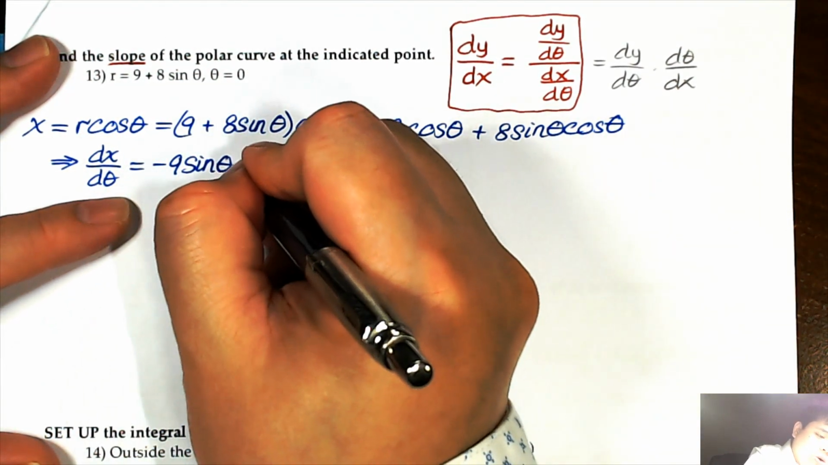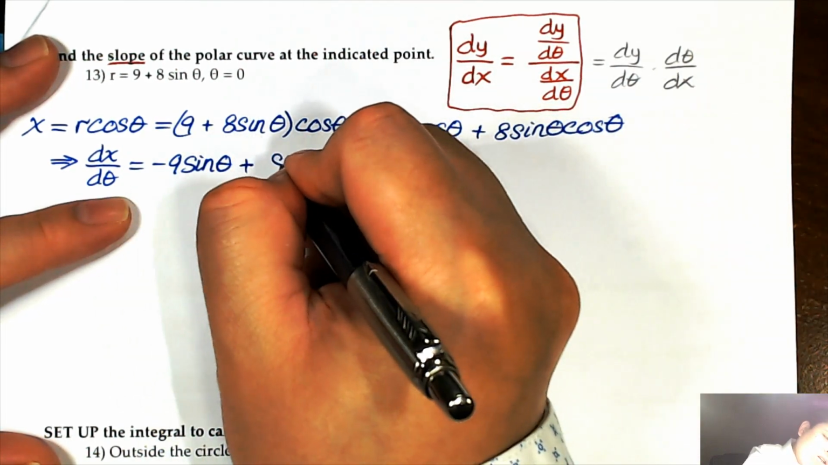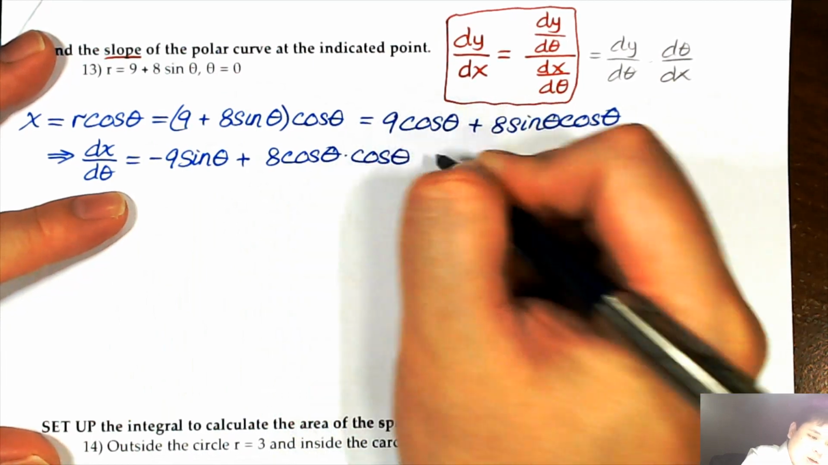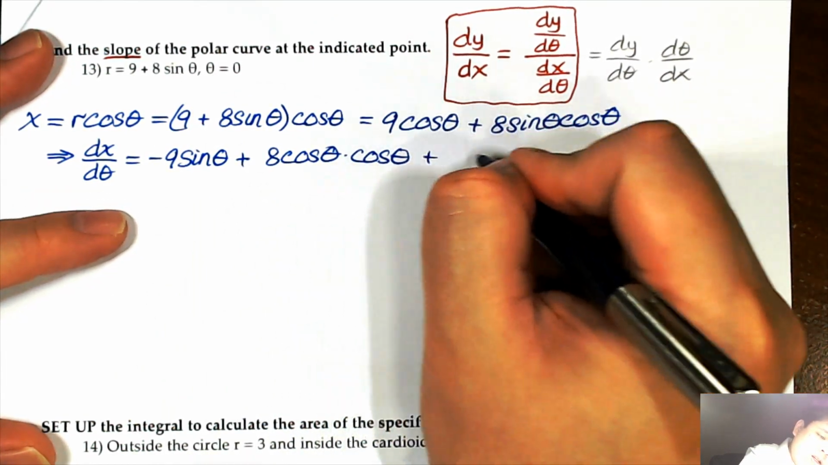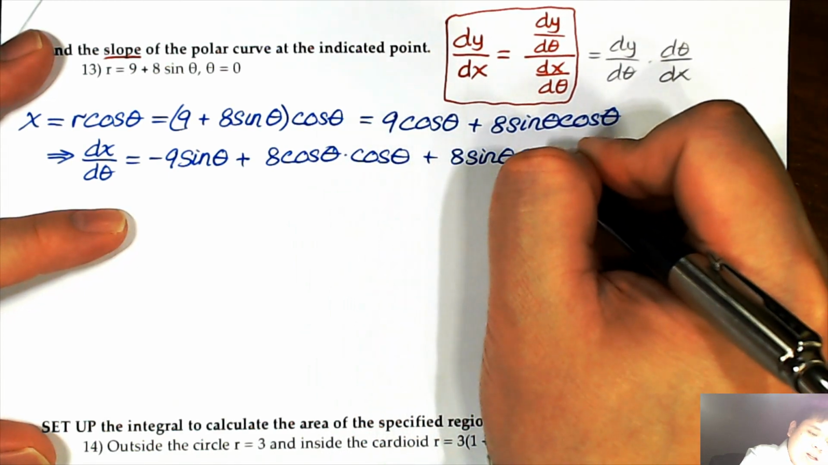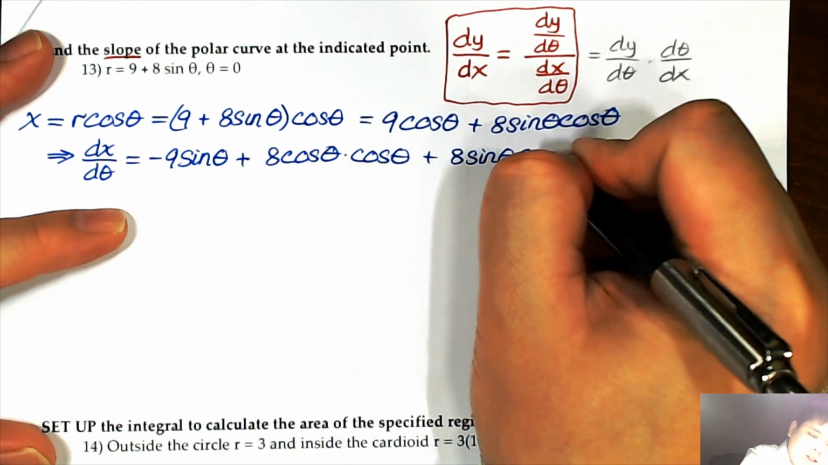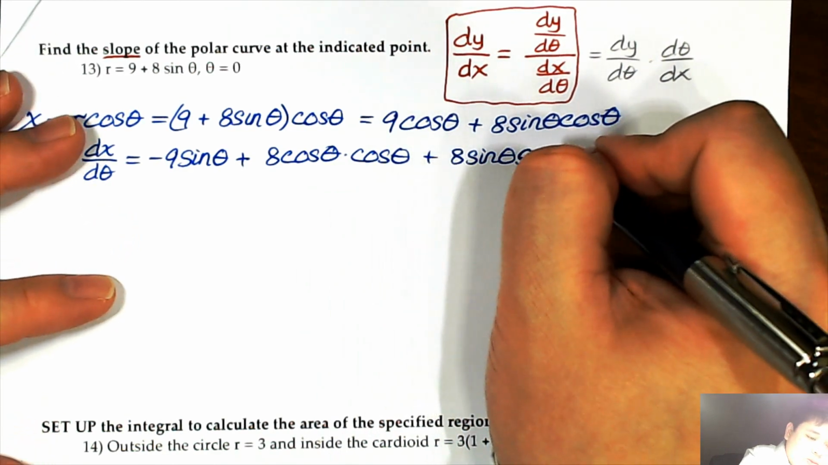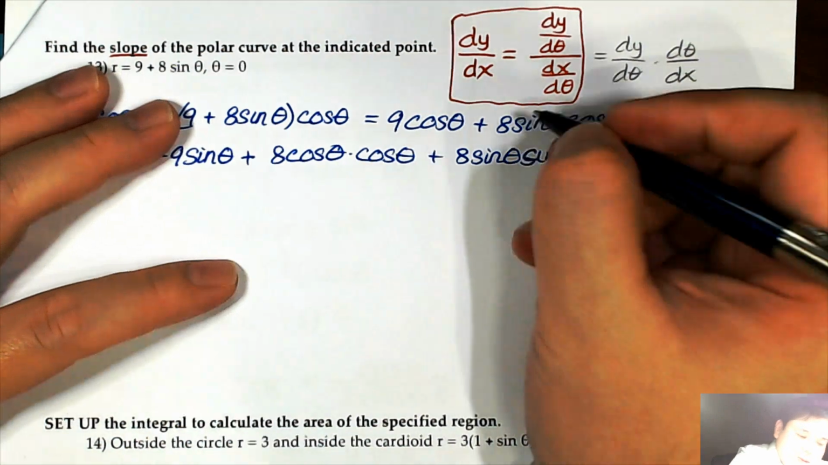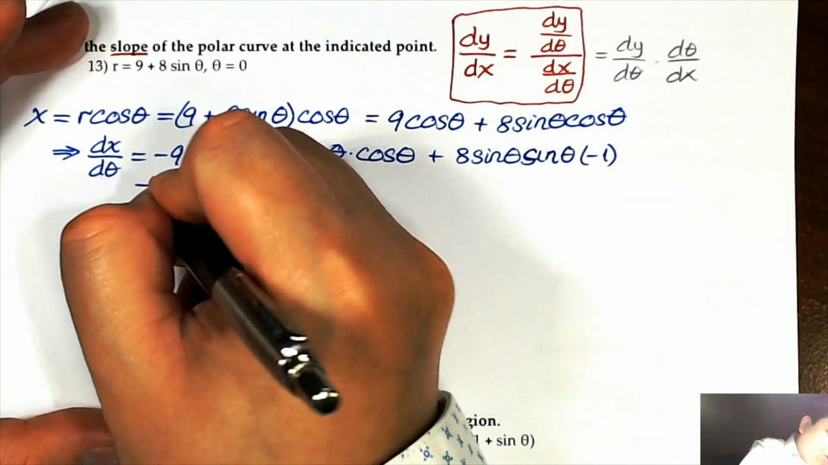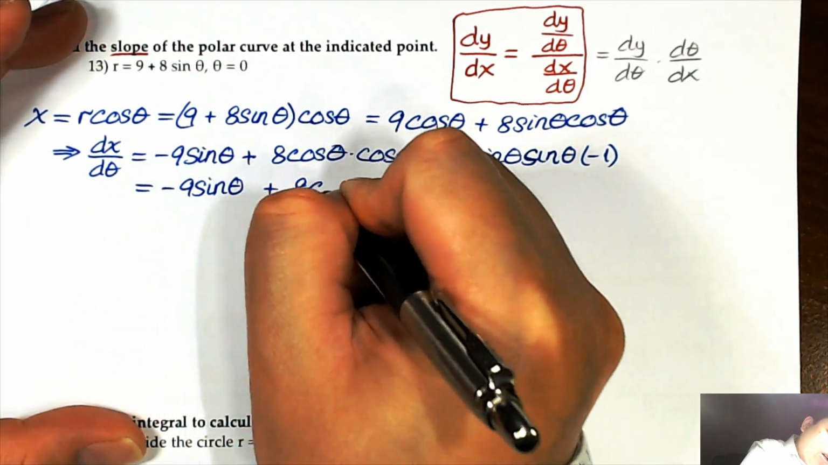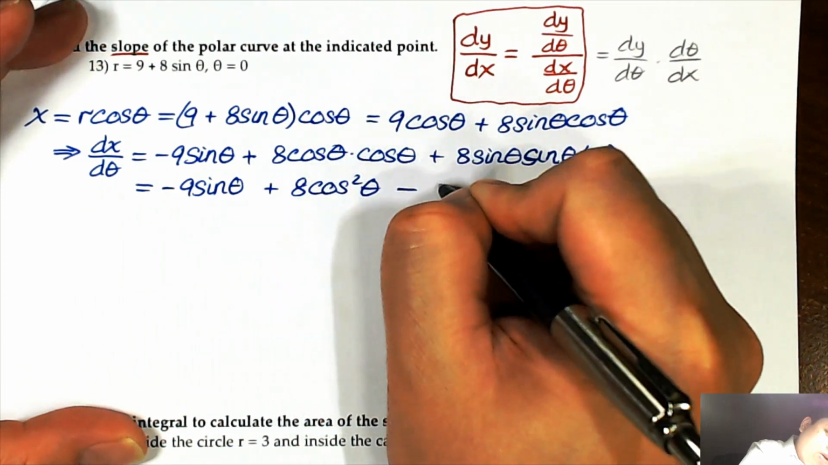For this term I'm going to use the product rule. The derivative of the first, a cosine theta, times the second, plus the first times the derivative of the second. The derivative of cosine is negative sine. Let me rewrite this a little: negative 9 sine of theta, plus a cosine square minus a sine square.